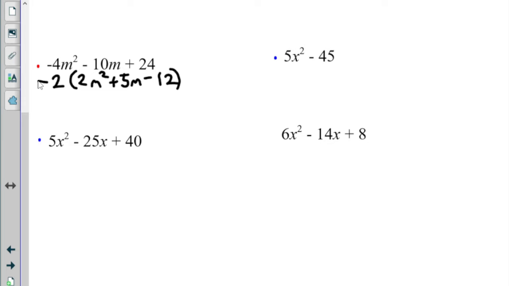So now our leading term, the one attached to the m squared, is positive, which will make life easier for us. And the numbers got smaller. So instead of looking for numbers that multiply to be a negative 72, now we're looking for numbers that multiply to be a negative 24. And add to be what? Our middle term, which is a positive 5. Now that we've taken the negative 2 out, we're using those numbers so that the numbers are smaller.